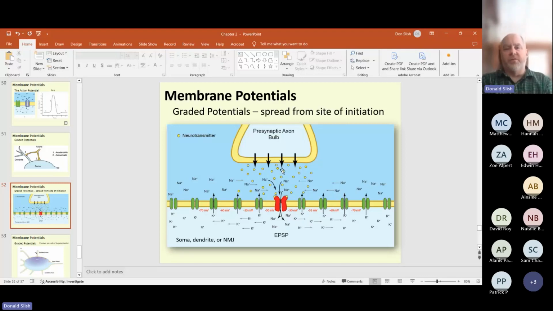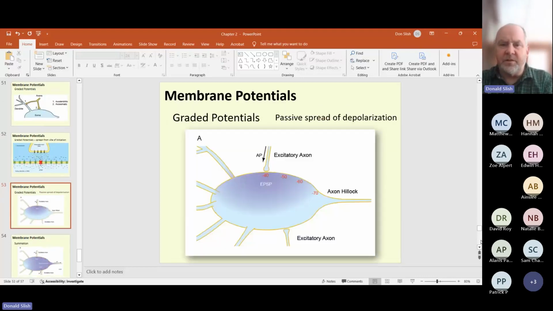So this is our graded potential then. The amount of depolarization depends on how much neurotransmitter is released. One EPSP is really small. It's not going to excite the neuron that much. You need multiple of them to get together. So let's see that in the next slide here.